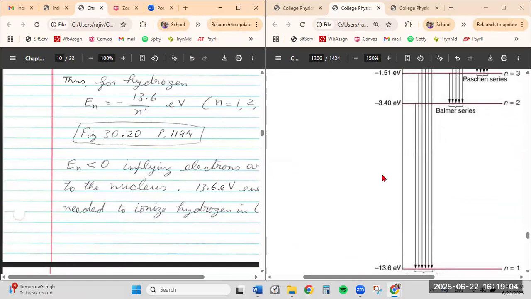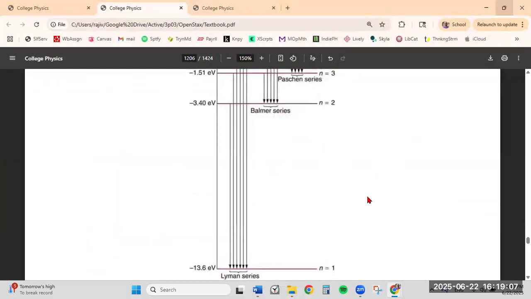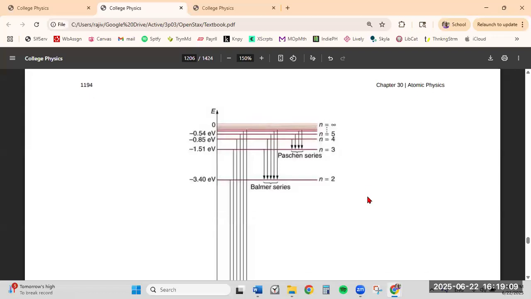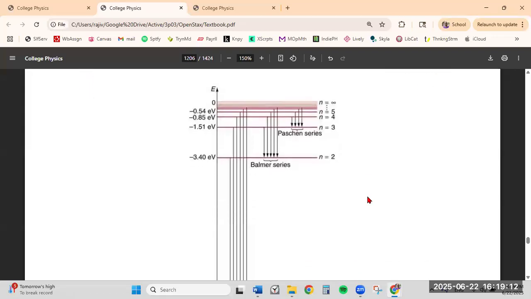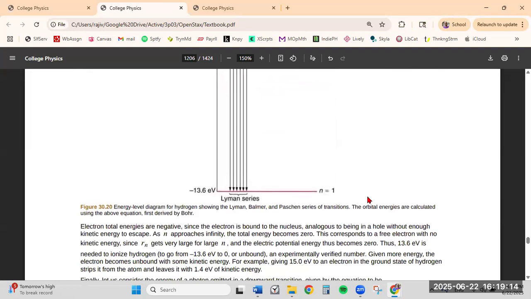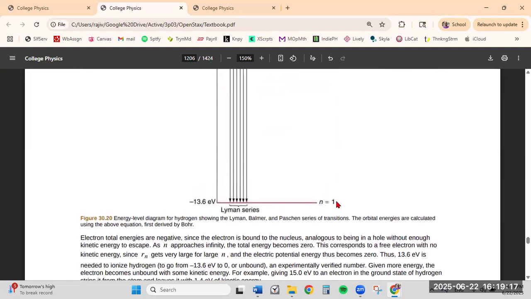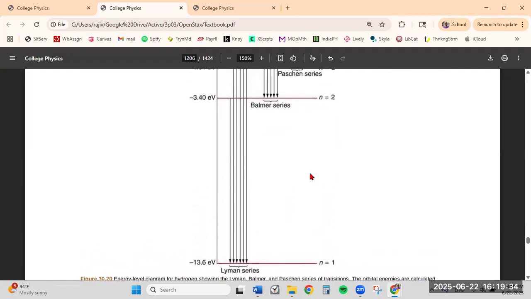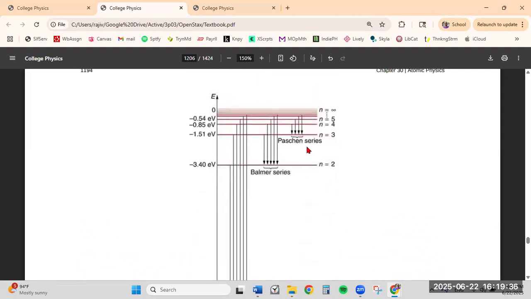So these are the different energy states or energy levels of the hydrogen atom. So that's the ground state at negative 13.6 electron volts. And then the electron of the hydrogen atom is typically in the ground state, but if you provided energy from the outside, it can make a jump to n equals 2 state, n equals 3 state, etc.